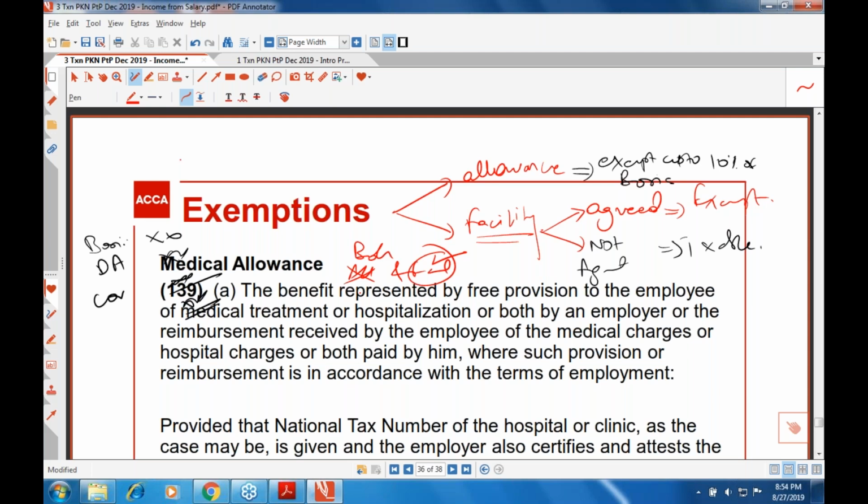That's number one. If you give facility only and that is agreed, then that is also exempt. If you give facility and that was not agreed, then that's not exempt, that's taxable. If you give allowance only, then the allowance is exempt up to 10% of the basic salary. The only thing is it must be agreed with the employee at the time of appointing him within the employment or later on.